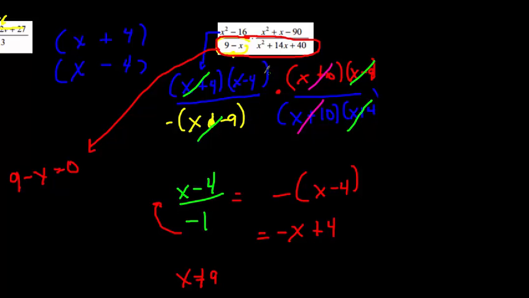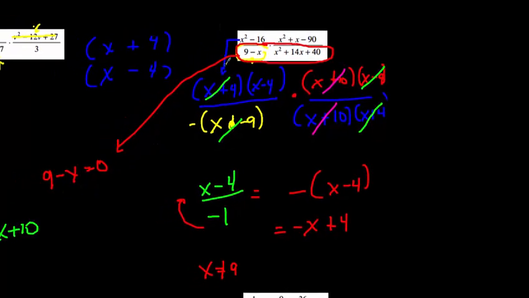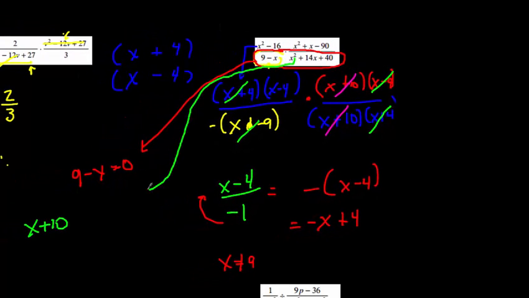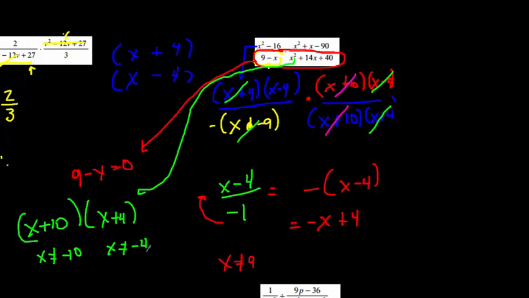If I look at the factored piece for this other denominator, which we said was x plus 10, and that was x plus 4, right? So in that case, what restrictions do I get there? Here this says x can't equal a negative 10, and here this says x can't equal negative 4. So all of the values that I can't have: x cannot be equal to a negative 10, a negative 4, or a 9. And there is my final answer.